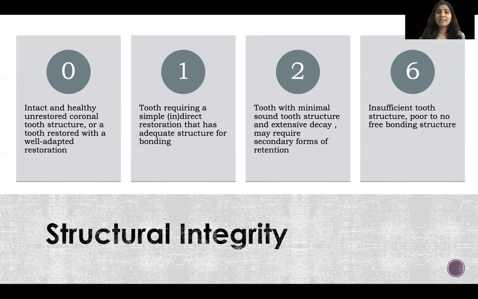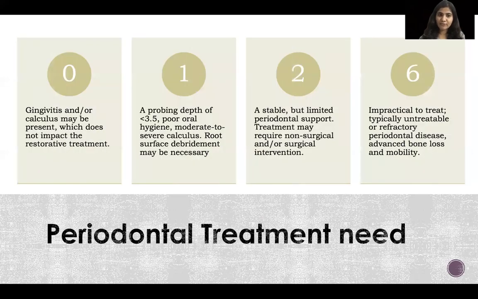2 is a tooth that requires maybe secondary forms of retention and has minimal sound tooth structure. It could be either due to extensive decay or due to the presence of old restorative materials that have either debonded, are not really bonded, or fractured. And the 6 score is given to tooth structure that is insufficient, which has poor to no free bonding structure.